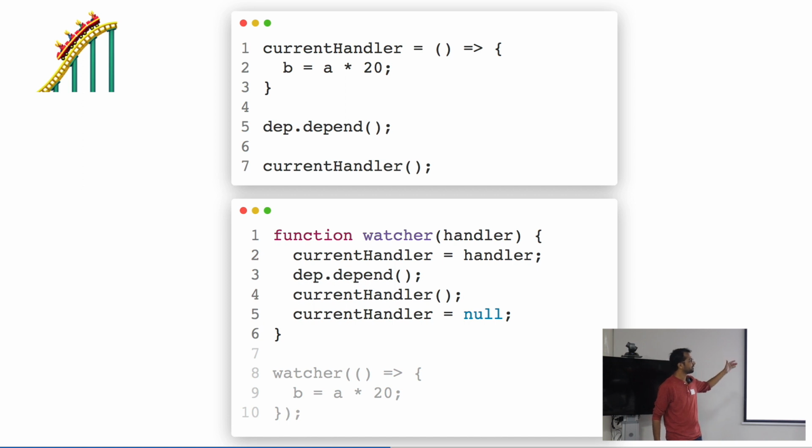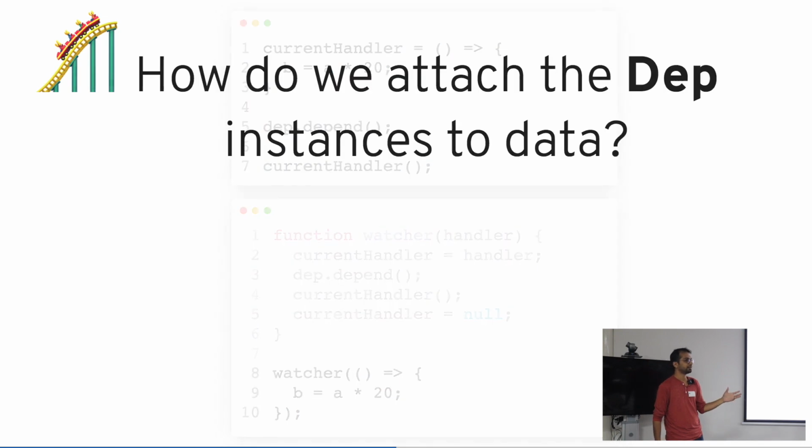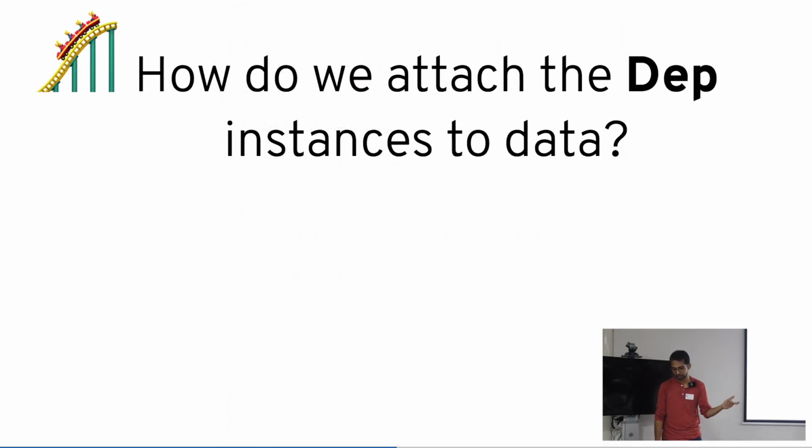So we create a function called watcher, which takes in our handler function as an argument, and then does the same thing that we did above. We set it to current handler, we call depend on it, we call the current handler, so the value is initialized, and then we set it to null. You can think of it that we are setting it to null for now so that other properties can use this. So we have taken care of two pieces here and made them reusable, but we haven't really used them that way.